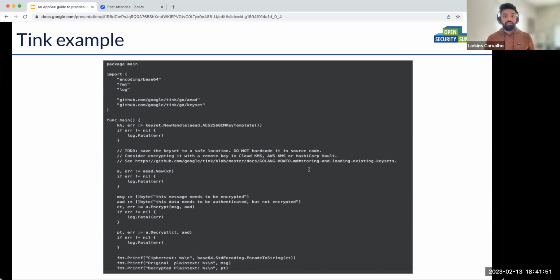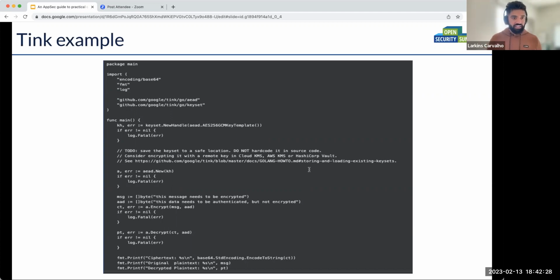So primitives: Tink uses primitives as cryptography building blocks, and it provides different encryption primitives like authenticated encryption with associated data. It exposes just two interfaces, encrypt and decrypt. All you need to do is initialize a new handle, provide it a primitive, and now you have a key handle. You don't need to get the key in clear text, nothing. It will handle it for you.